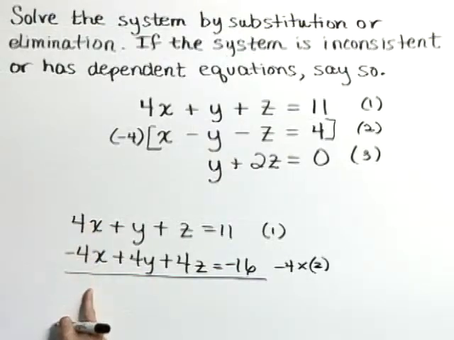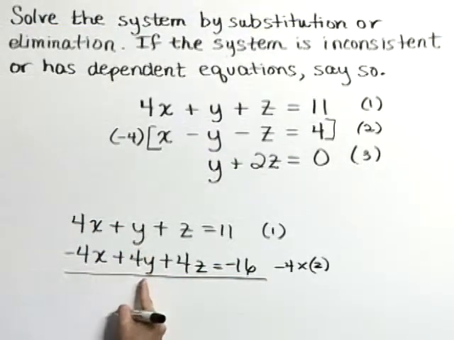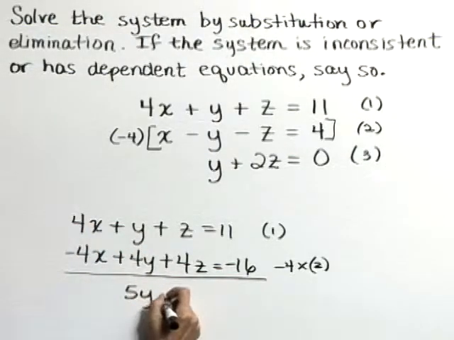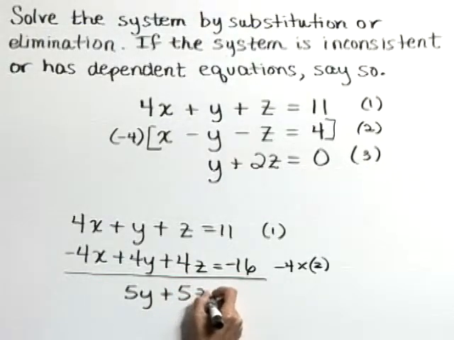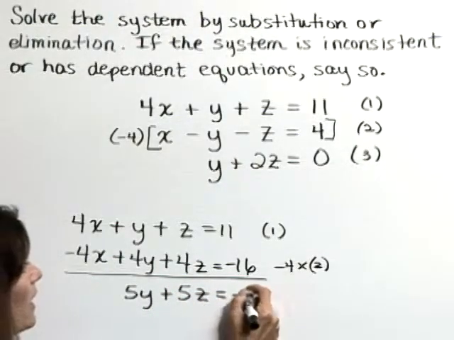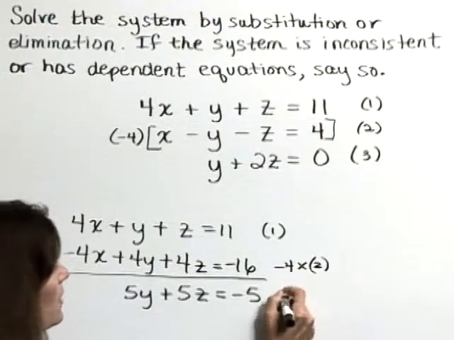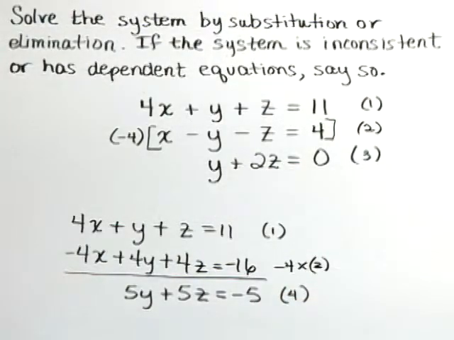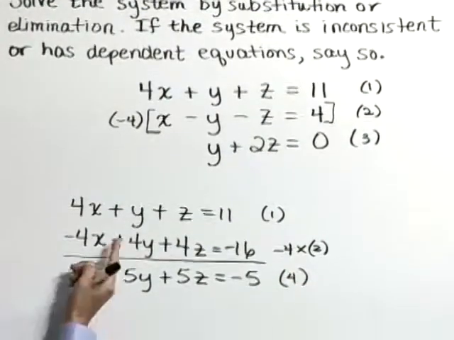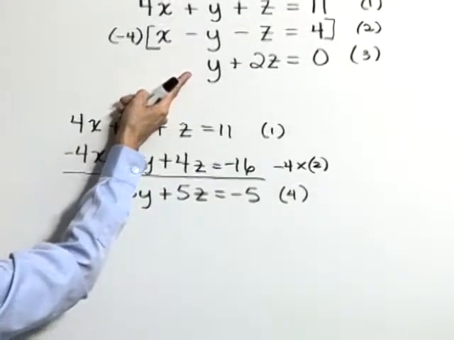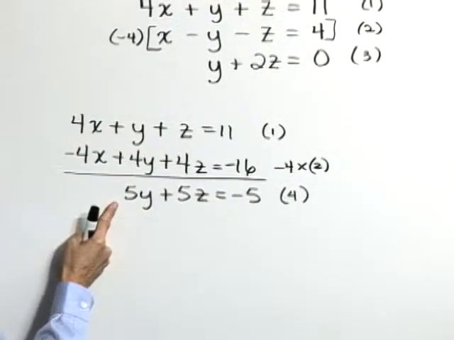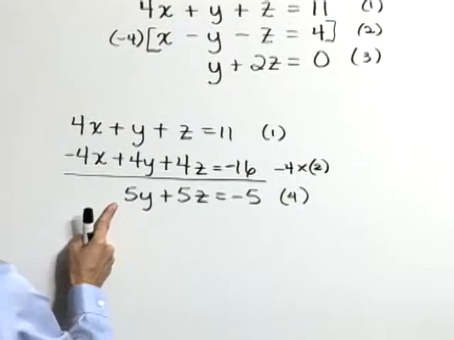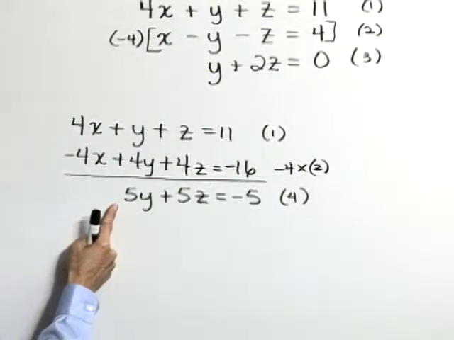Our x variable does indeed cancel. We get also 5y plus 5z is equal to a negative 5. And I'm going to call this equation number 4. Now let's focus in on our original equation number 3 and this equation number 4. I'd like to solve this 2 by 2 system now.